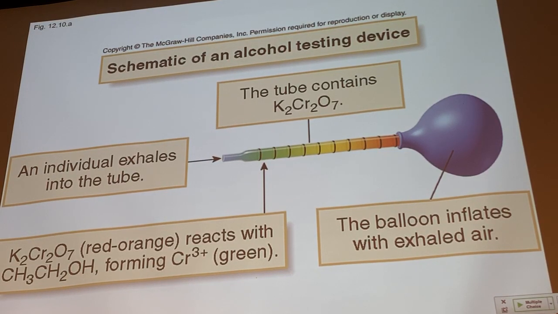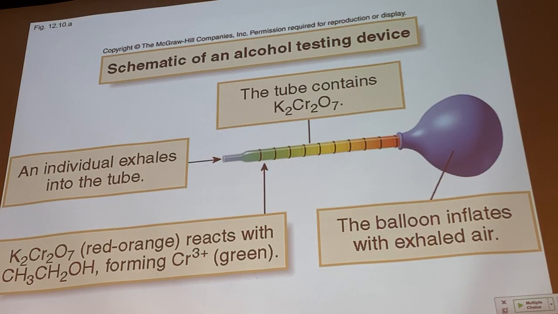Now that's significant because chromium 3 is green, and the chromium 6 species are reddish orange. And so as you oxidize an alcohol to a carboxylic acid, your reddish orange dichromate is going to be converted into a green chromium 3 byproduct. So if you have a tube that contains dichromate and you breathe into that tube and your breath has alcohol in it, that alcohol is going to get oxidized and the chromium is going to change colors as it gets converted from chromium 6 ultimately into chromium 3.